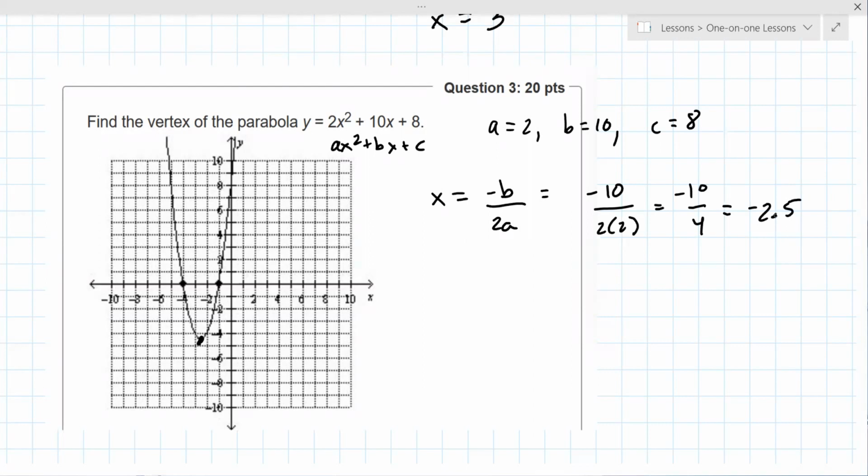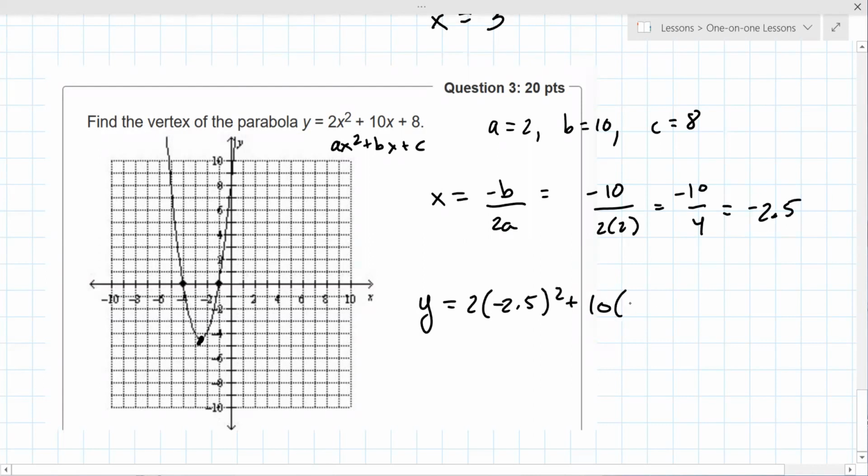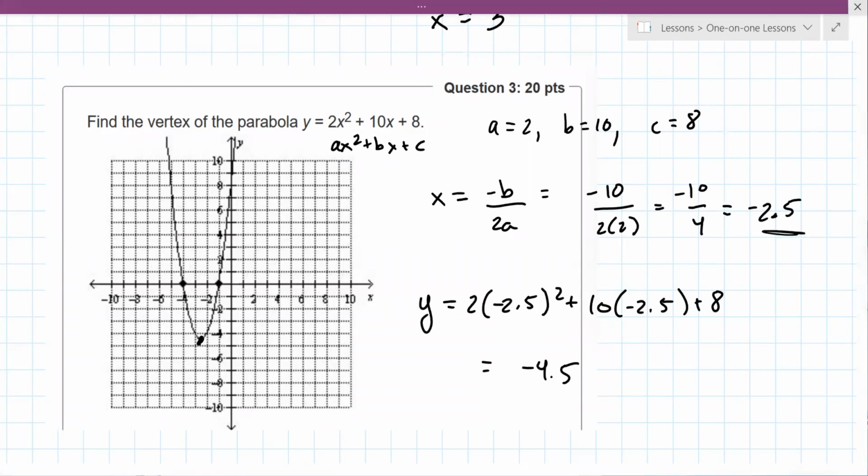Okay. Now, the y-coordinate of the vertex comes from putting this value back into the original equation. So you have to put this value of x back in. It looks like this: 2 times minus 2.5 squared plus 10 times minus 2.5 plus 8. Okay. Now, thankfully, the multiple choice answers make it so that there's only one with an x coordinate of minus 2.5. Yes. But that's not always the case.